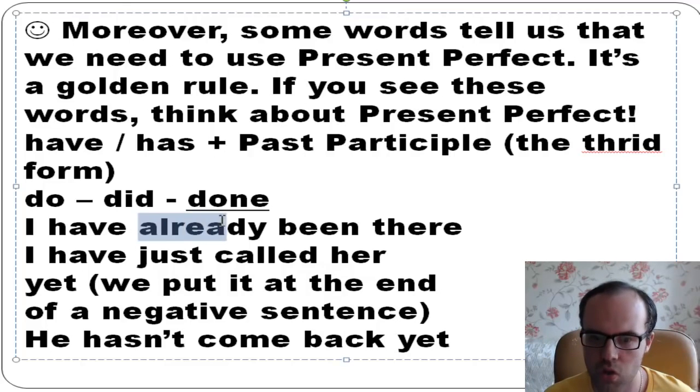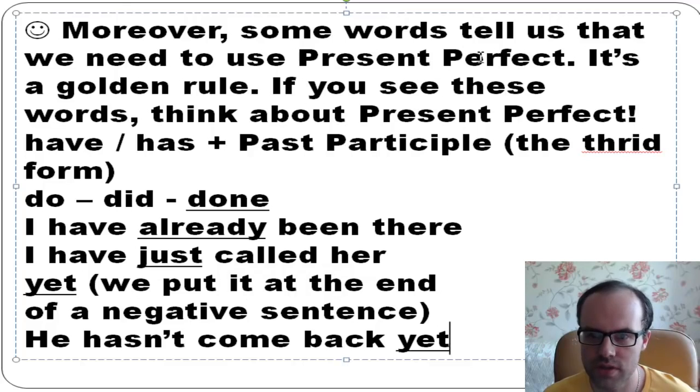So you see, already, I have already been there. Just, I have just called here. Yet, so we put it at the end of a negative sentence. So you see it in the end. Yeah, we say in the end, but at the end of something. Okay, so he hasn't come back yet. He hasn't come back yet.